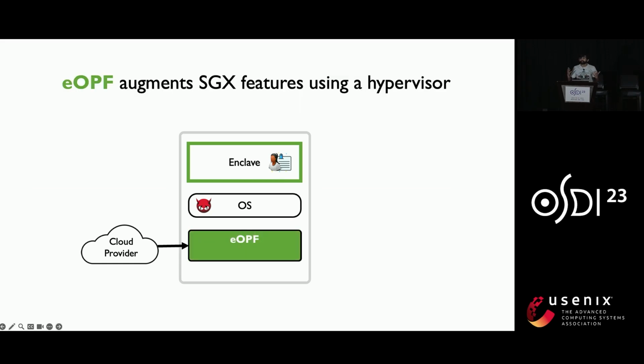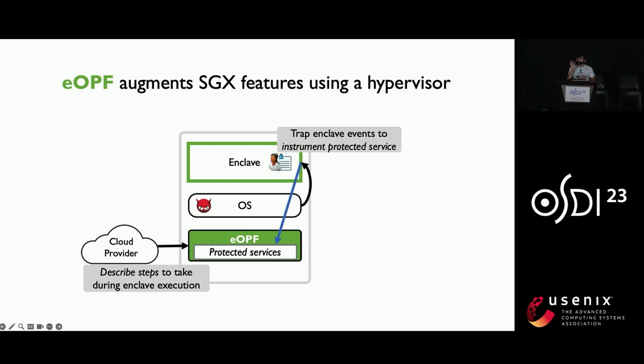And this is precisely the reason why we leverage a hypervisor layer to augment the features provided by SGX in our work. Specifically, eOPF empowers the cloud provider to create protected services, which are essentially a sequence of steps that should be taken during the execution of an enclave. The framework will instrument the relevant events during the enclave's execution, like when an enclave starts executing or when the enclave stops, and instrument the protected service to enable a new feature like flexible side channel protection.